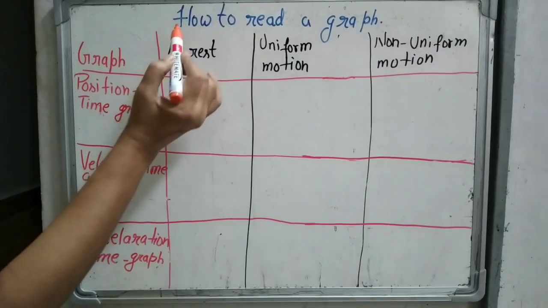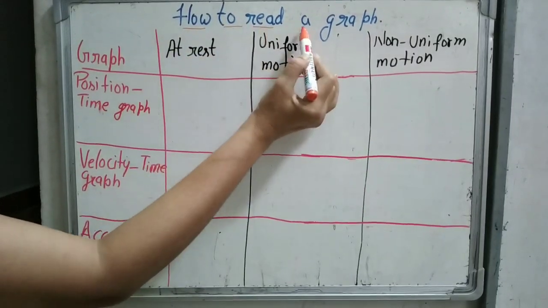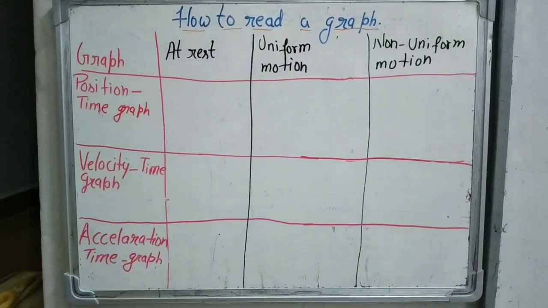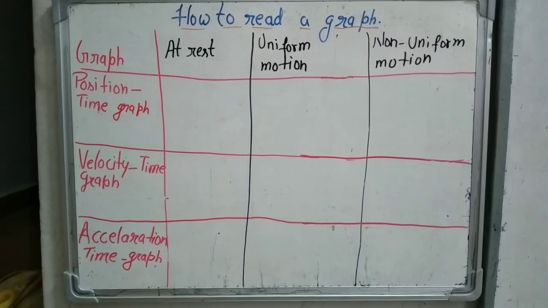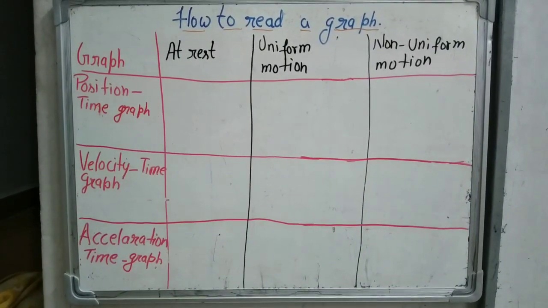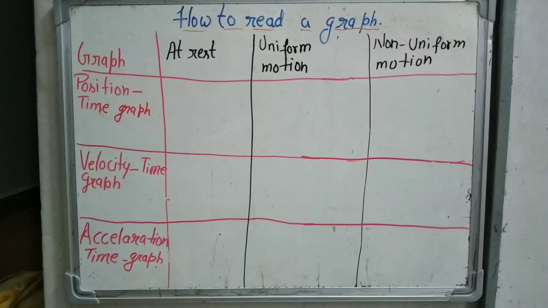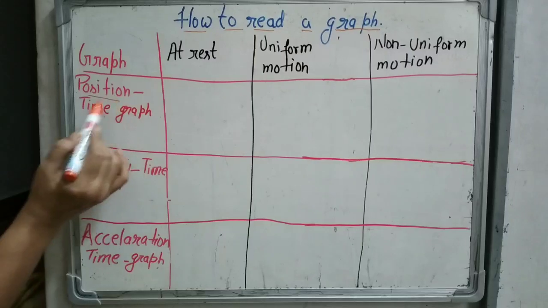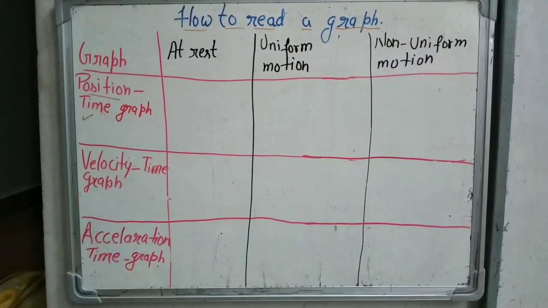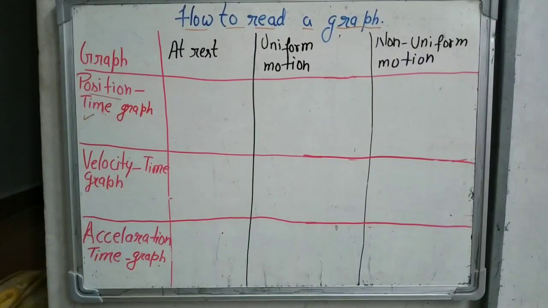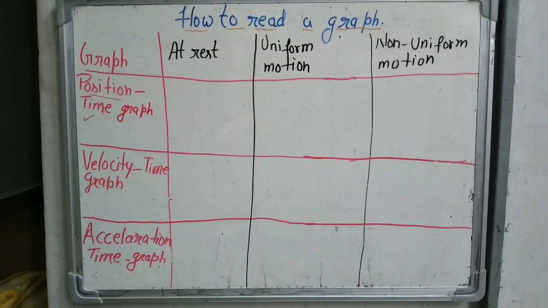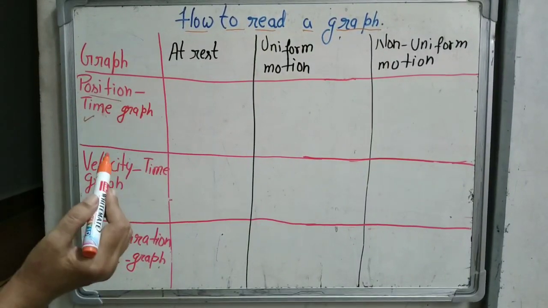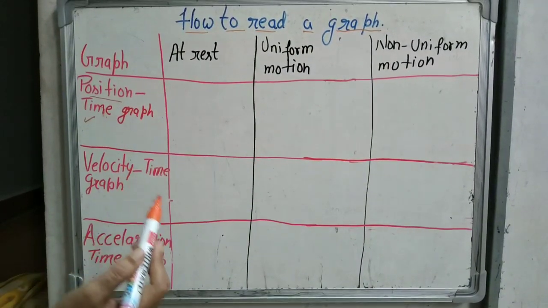Today we will learn how to read a graph. So student, we have studied in this chapter motion, the position of an object, velocity, and the new word acceleration. As we know, the position of an object changes with time. That means we are going to learn how to represent this position of an object in a graph.